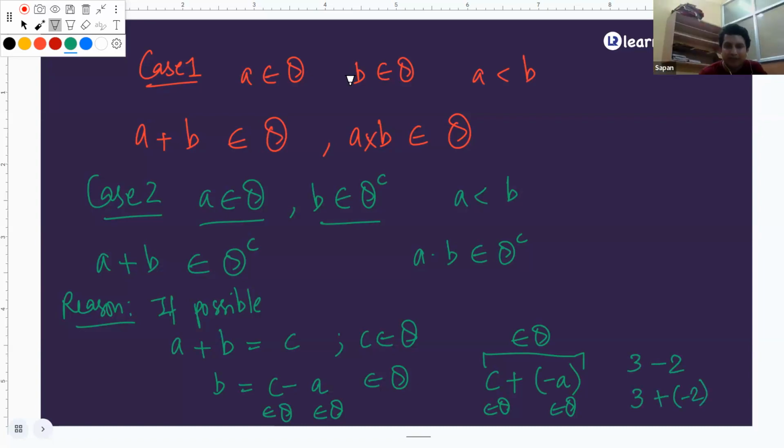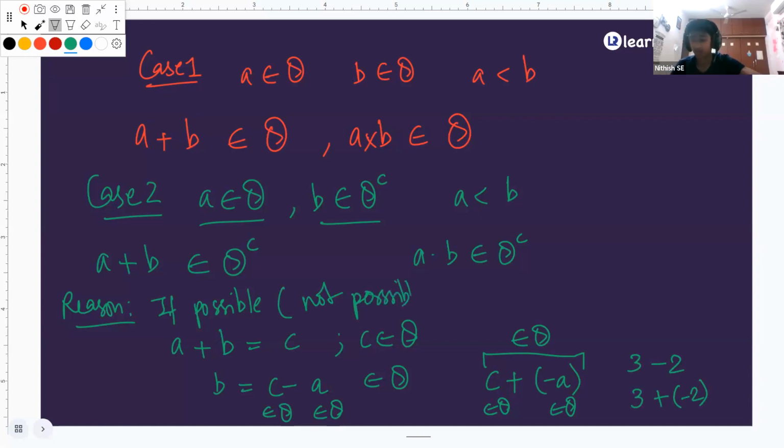So we are getting B has to be a rational number, but our assumption is B is an irrational number. No number can be both. Either it will be rational or irrational. That is why this possibility does not arise. So what are we left with? We are left with the case that A plus B is always an irrational number.